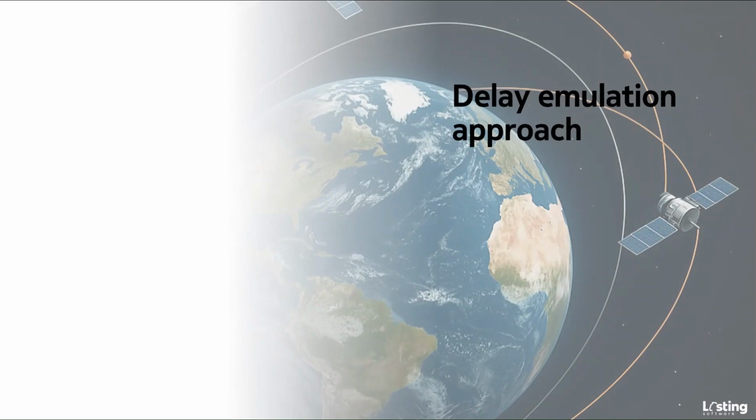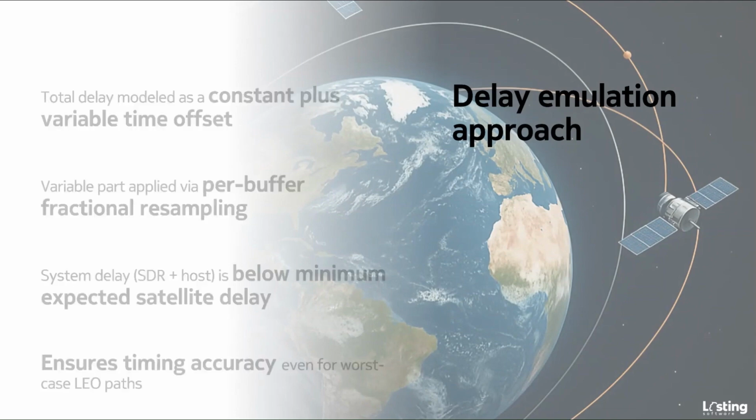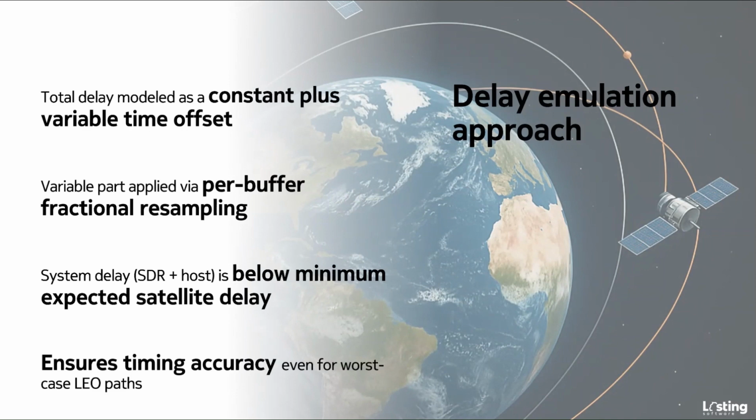Propagation delay changes as the satellite moves. CELEOS models this by splitting delay into a constant part and a dynamic part. The constant delay is applied through a basic buffer. The variable delay is implemented using fractional resampling per signal buffer, allowing precise delay changes over time to simulate satellite movement in a realistic and granular way.